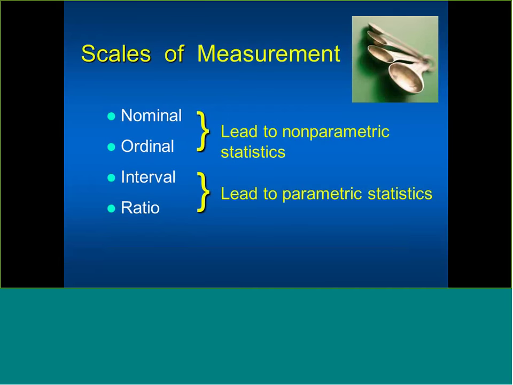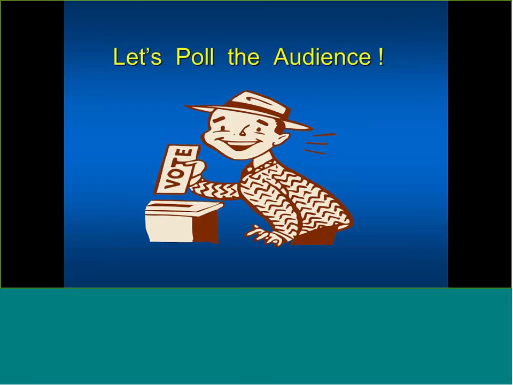So why I bring this up is that it leads to different types of statistics. If you have nominal and ordinal data, it would lead to non-parametric statistics. And if you have interval or ratio data, it leads to parametric statistics. So they're different types of statistics.